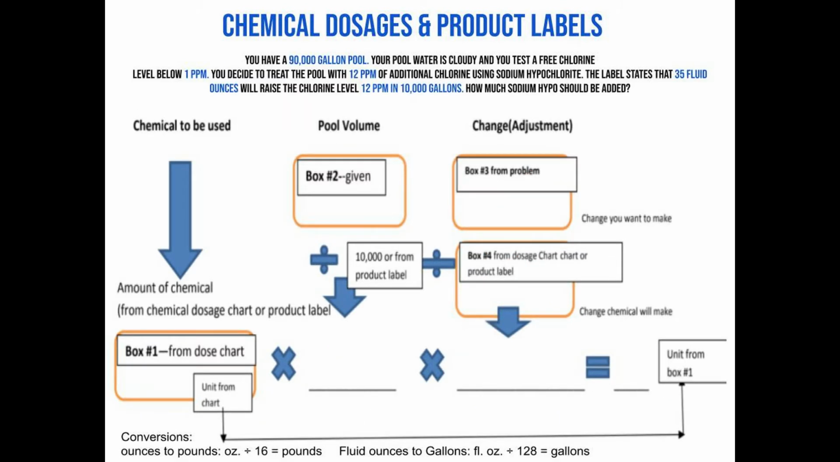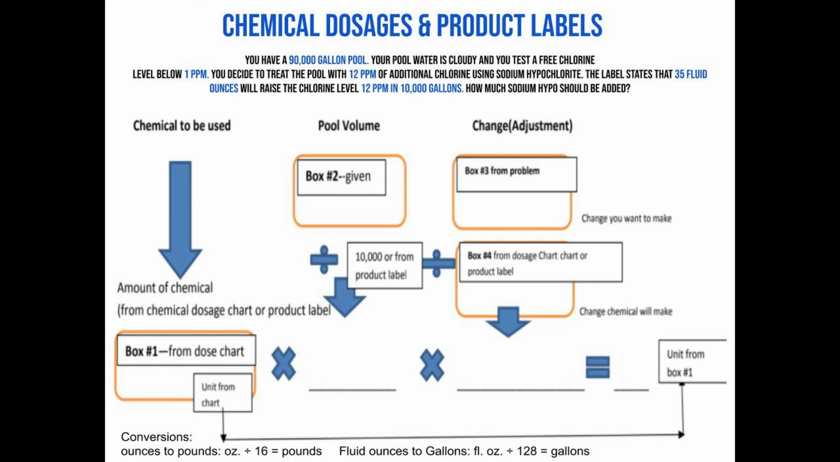All right, let's go ahead and do a second example of doing a chemical adjustment dosage, or how much chemical to add to the pool with a product label. So let's go ahead and read our problem. You have a 90,000 gallon pool. Your pool water is cloudy and you test a free chlorine level below 1 part per million, which we'll assume is a 0. You decide to treat the pool with 12 ppm of additional chlorine using sodium hypochlorite.